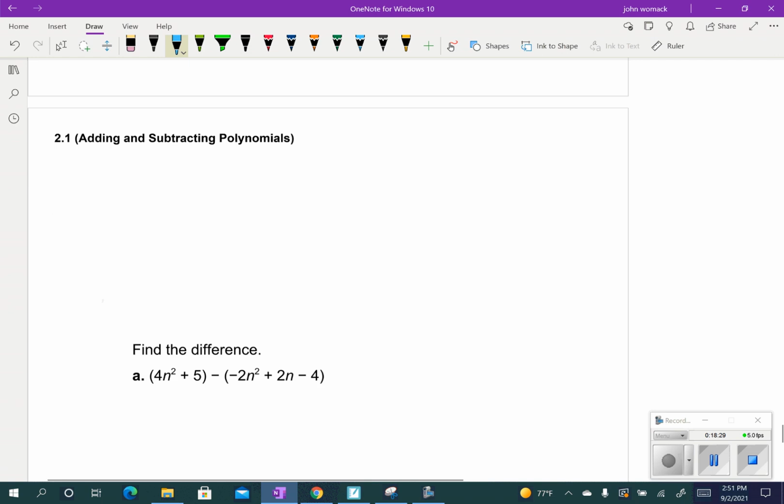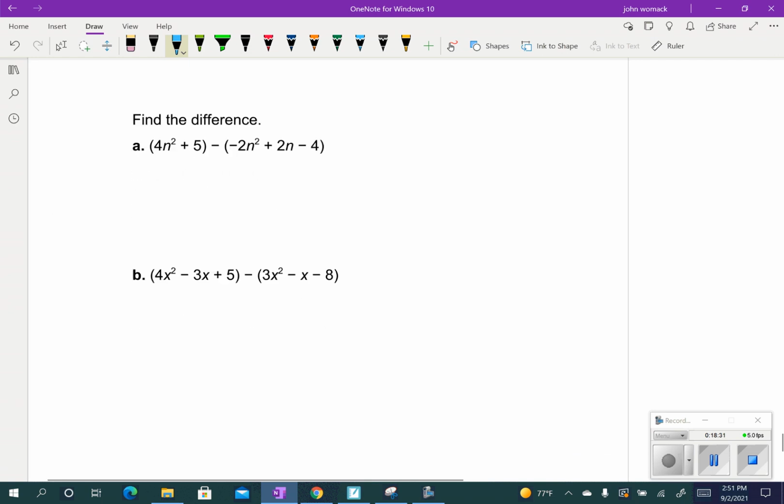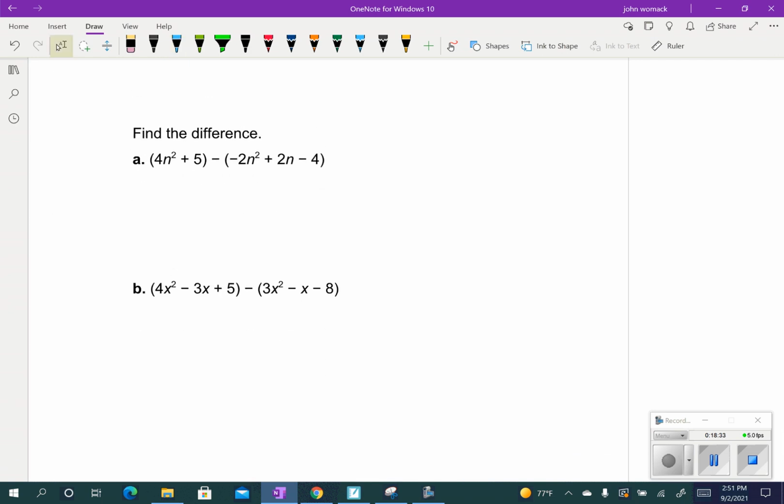Okay, I want you guys to try one on your own. Actually, this one's a minus. Let's do this one together, and then I'll have you try that last one on your own. Okay, so minus is just a little bit different, and here's why. So I'm going to write it without the parentheses. I have 4n squared plus 5. Now, when I have a minus, I'm subtracting everything inside of those parentheses. So I have to minus a negative 2n squared. Well, if I minus a negative, that changes to a plus.